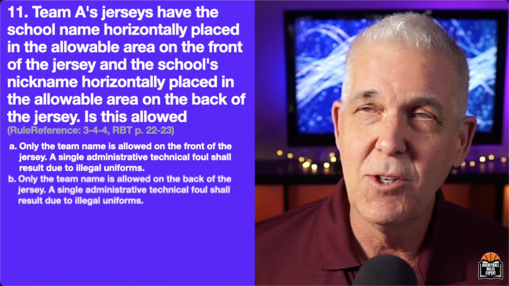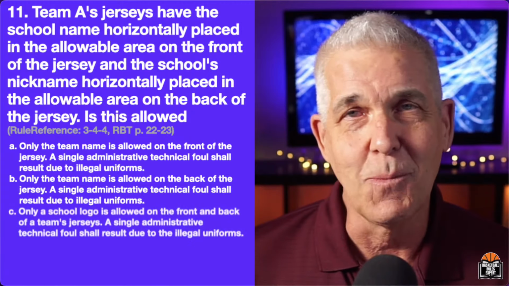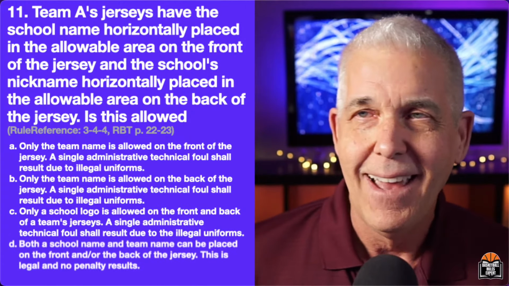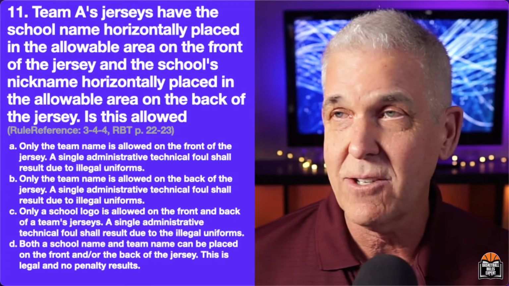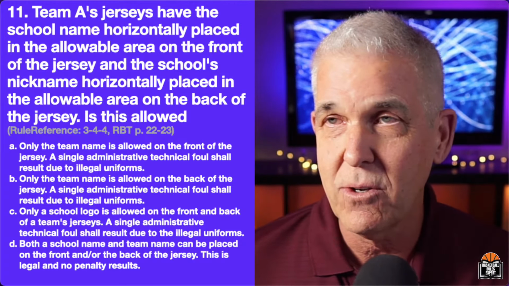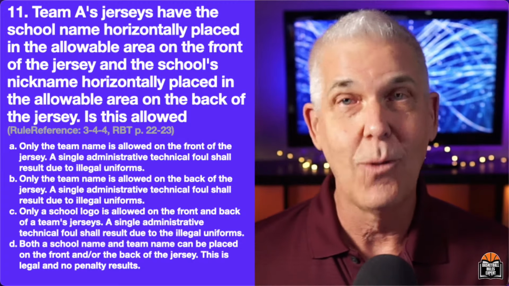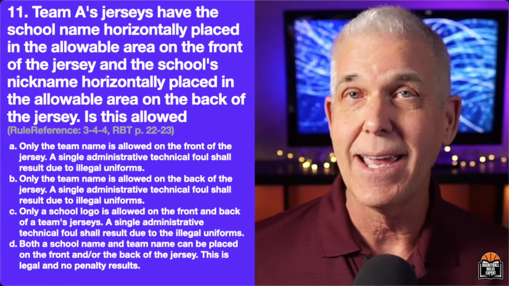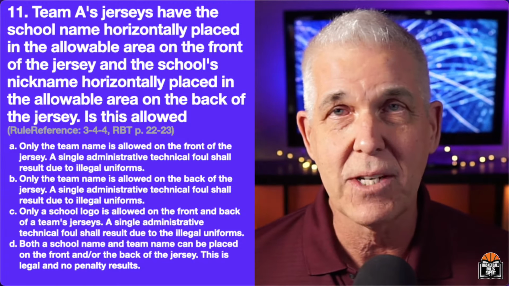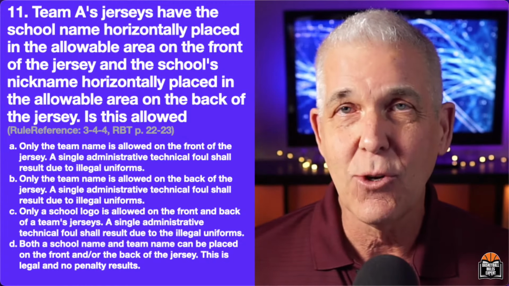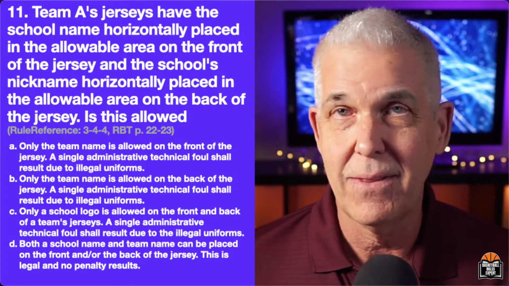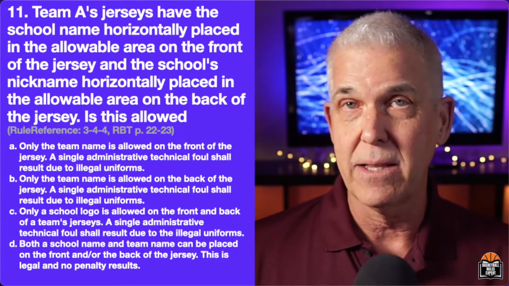Oh my goodness. Too much text for a uniform question. Come on now. A, only the team name is allowed on the front of the jersey. A single administrative technical foul shall result due to an illegal uniform. We can know this is incorrect by rule because if we had an illegal uniform in the National Federation of High School Basketball Rule Book, it would state this is a direct technical foul on the head coach. That is the penalty for an illegal uniform.